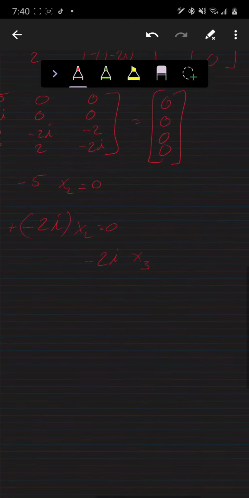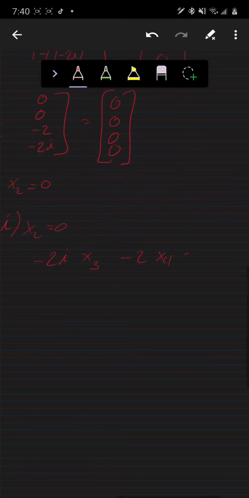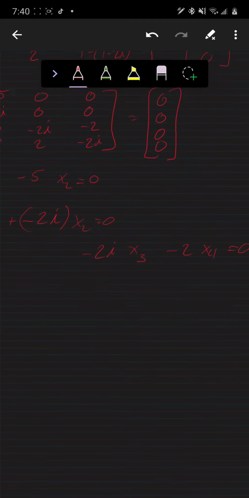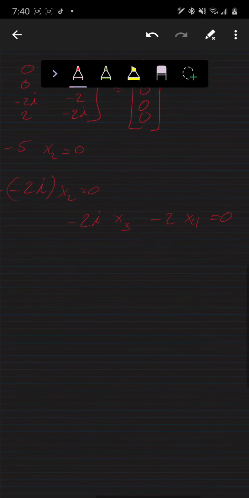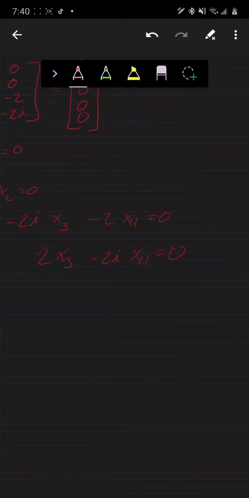Now for the third one, it's going to be -2i x3 minus 2 x4 equals 0. And then for this one, I'm so sorry, it's gonna be 2 x3 minus 2i x4 equals 0. Okay.